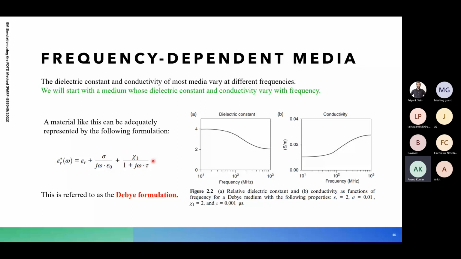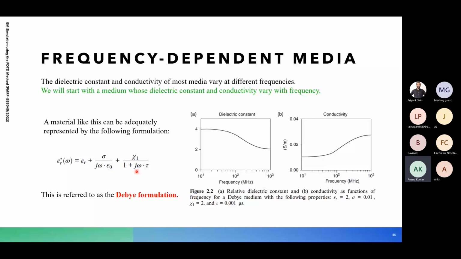So for a medium whose permittivity as a function of frequency is expressed in this form, you can study more about the Debye formulation. We won't spend much time on this because it is related to materials. But for us, this function is known. Using the Debye model, I can express the permittivity as a function of frequency in this fashion. And for a given material, all these values will be known: sigma, chi1, tau, epsilon naught, epsilon r.